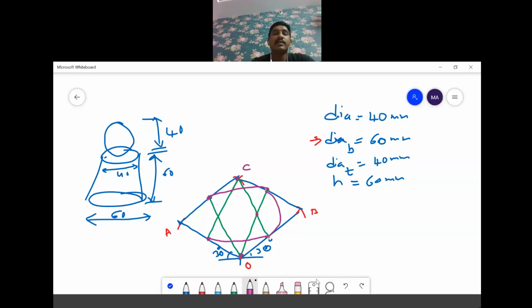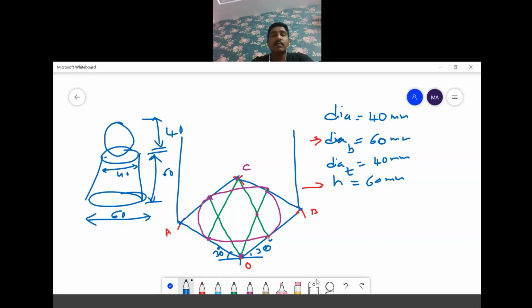Similarly, I'm taking this as a center, this as a radius. I'm drawing an arc here. So I have drawn a circle with a diameter of 60 mm. After that, he has given the height as 60. So I am extending this line to 60, this line to 60, and this line to 60. I'm extending all these lines to 60 mm.